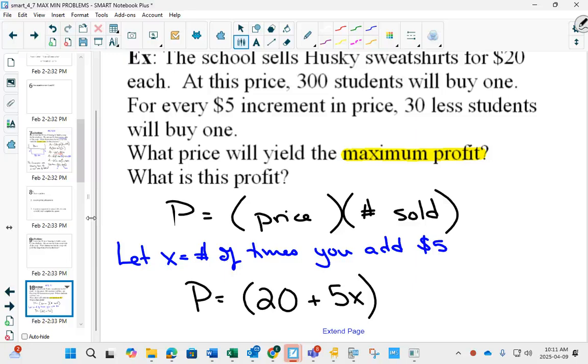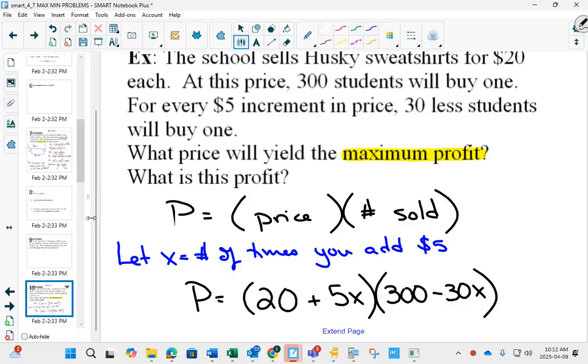Now, how many are you going to sell? Well, if x is 0, and you're at $20, the number sold is 300, right? But what's going to happen if you add x once? The number of people is subtracted by 30. So every time you add an x, you have to subtract by 30. Does that equation make sense?